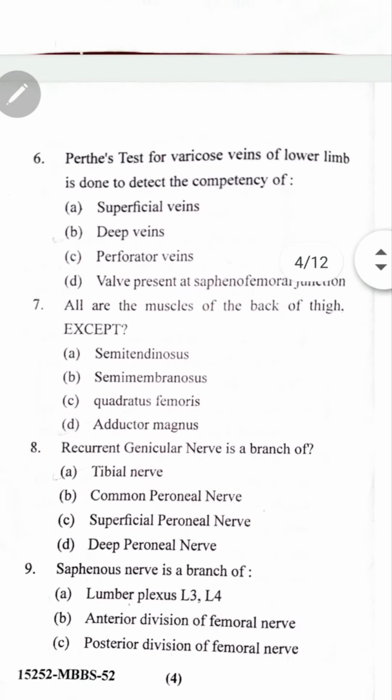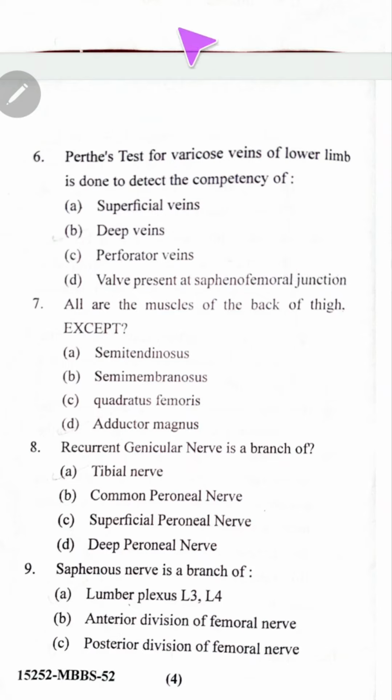Question number 6. Here we begin the lower limb questions. Question number 6 is: Perthes test for varicose veins of lower limb is done to detect the competency of. Let me tell you, you must be knowing there was a 15 marks long question on the venous drainage of lower limb in the same question paper. And if you add this MCQ, it becomes 16 marks.